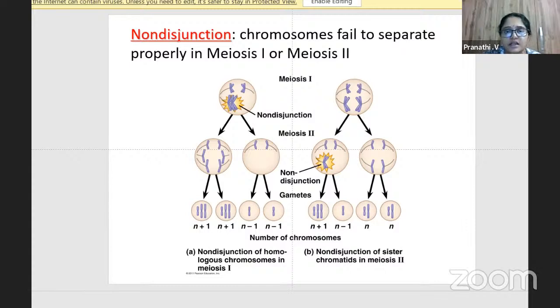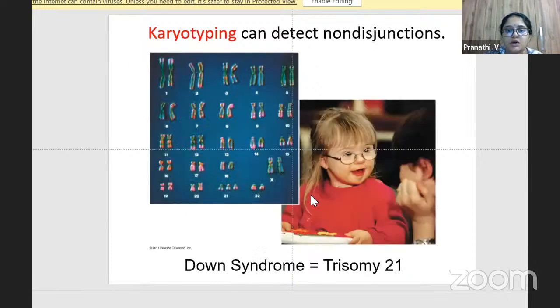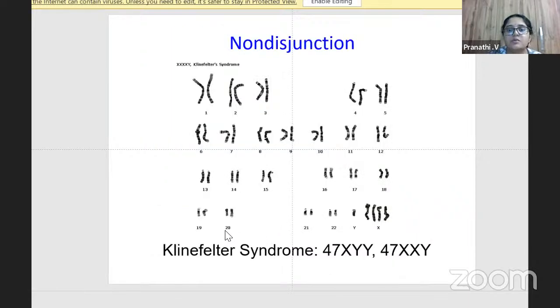Non-disjunction of chromosomes is whenever there is a failure of the chromosomes to actually separate, because of which there is an anomaly in the chromosomes. So because of which you get monosomy, trisomy. Usually because of non-disjunction you get trisomy 21, which is Down syndrome.